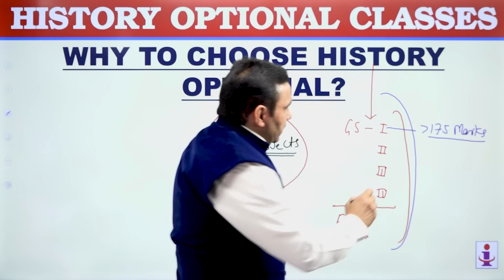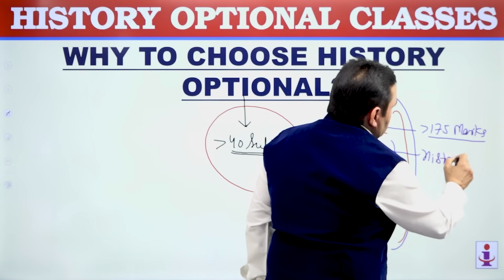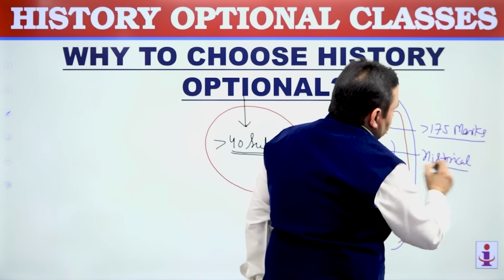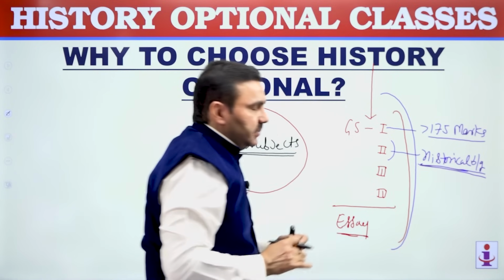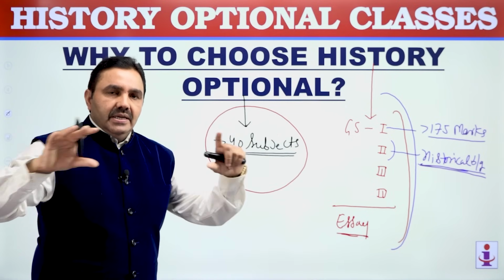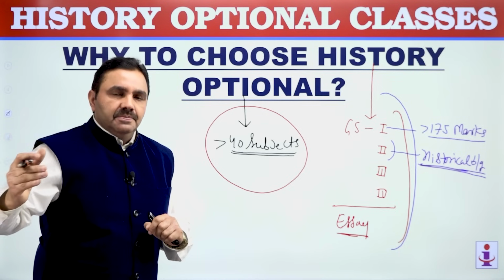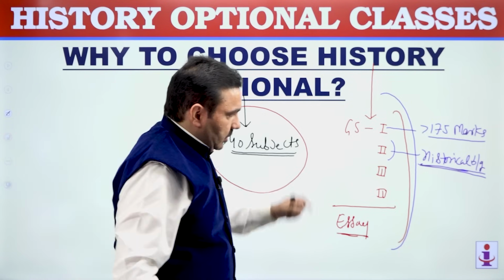Then in paper 2 also, if you look at the polity, historical background, that is the first topic mentioned in polity portion, historical background of Indian Constitution, that is being covered in history optional. It means if you study history optional, you'll have the complete idea of historical background of Constitution, that is Charter Acts, Regulating Acts, Government of India Act, Indian Council Acts.